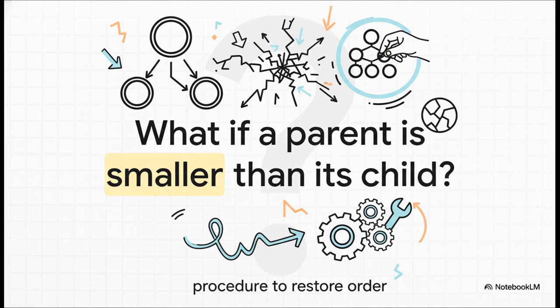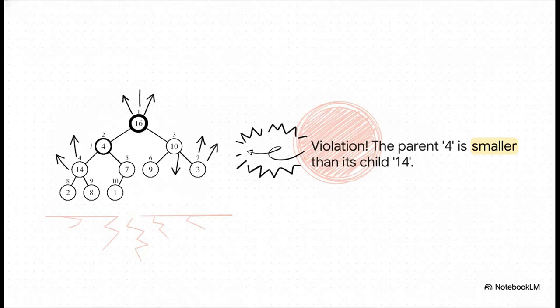The biggest element might not be at the top anymore, so we're going to need a procedure to restore the order. Let's look at a real example here. In this heap, the node with the value 4 has a child, 14. Well, 4 is clearly less than 14, so our golden rule is broken right there. This single problem means we can no longer trust that the root holds the maximum value. The entire guarantee of the heap is compromised.